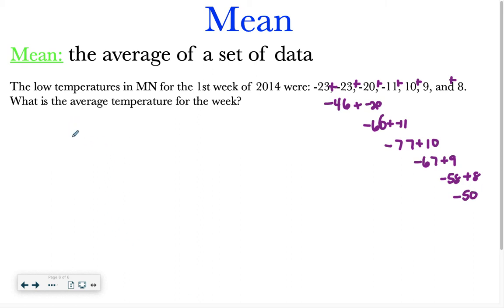Okay? So when I add all of those up, I get -50, but I'm not done yet because you take the total, so you add them all together, and you divide by how many numbers there were. So we did the first week, so that's 7 days, right? 1, 2, 3, 4, 5, 6, 7. So -50 divided by 7 equals about -7.14. It doesn't work out perfectly, but when we're talking temperatures, we never do like point something. We always round to the nearest degree. So your answer would be -7.